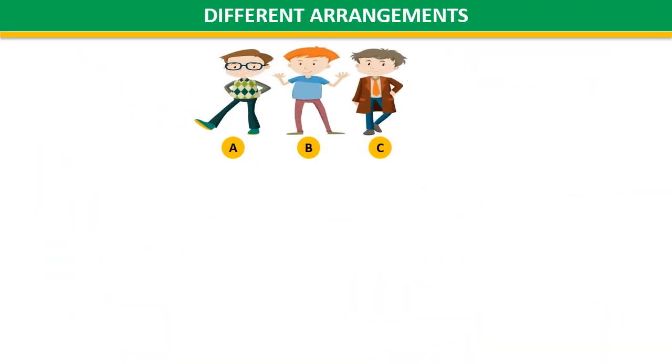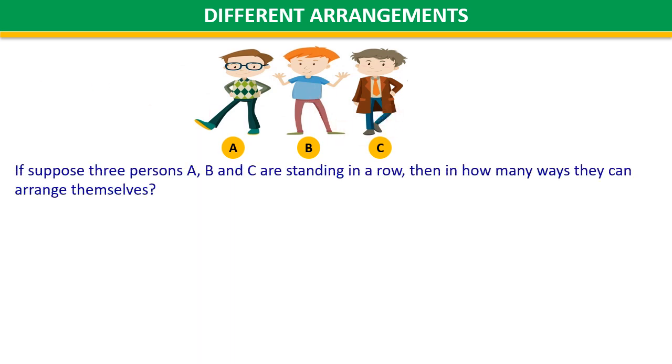Okay, after understanding the combination and application of the formula of nCr, now let us understand the possible different arrangements. There are three persons A, B, C standing in a row, where A is to the extreme left, B is in the center and C is to the extreme right. The question is, in how many ways can these three persons arrange themselves?